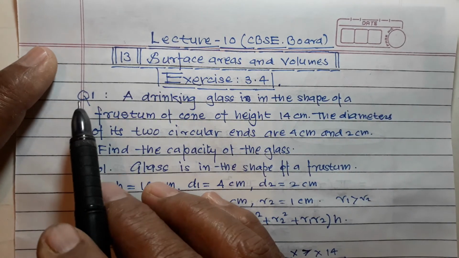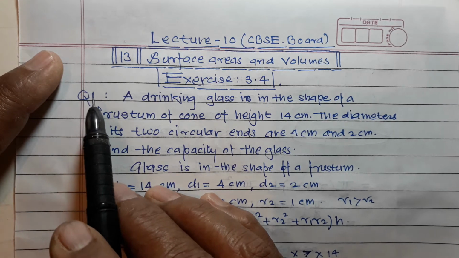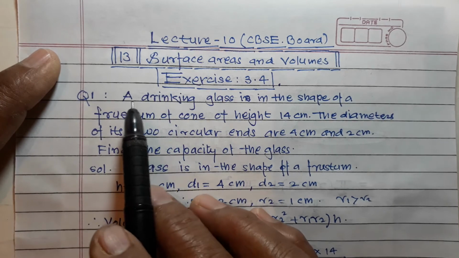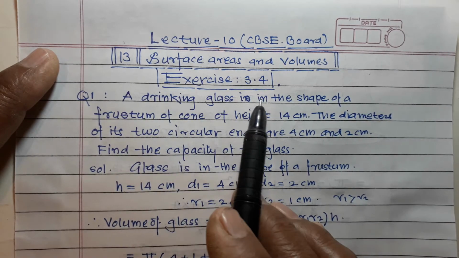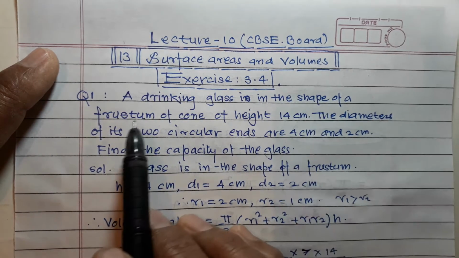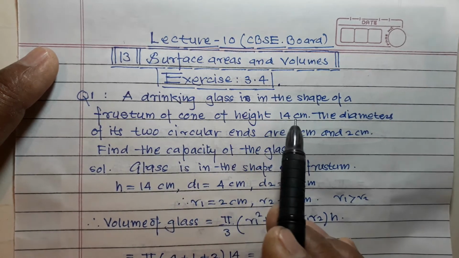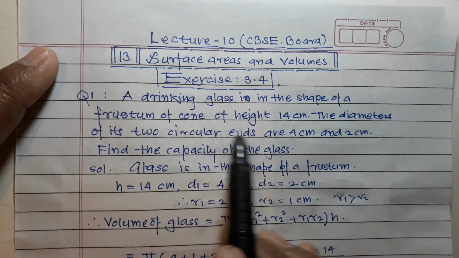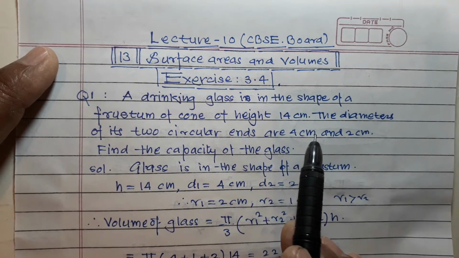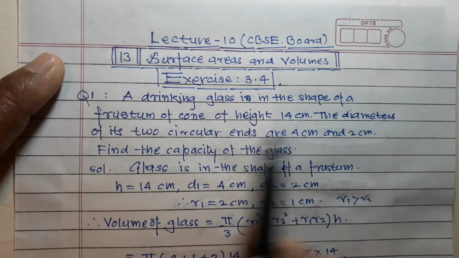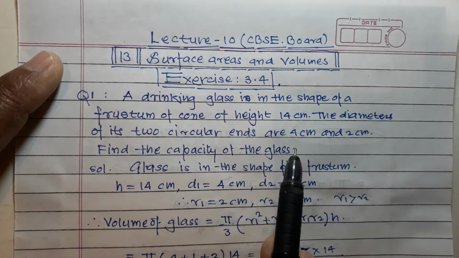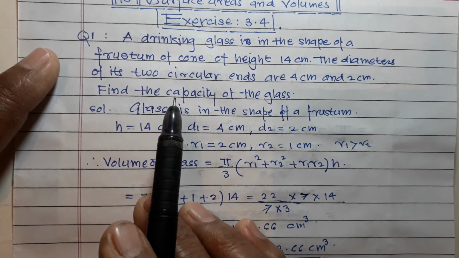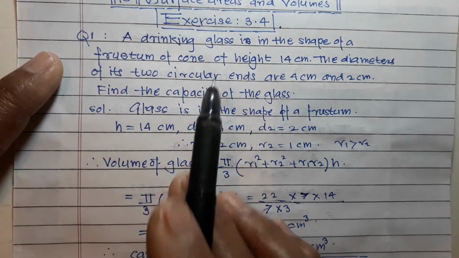In this lecture I am going to explain some examples from exercise 13.4, question number 1. A drinking glass in the shape of a frustum of a cone of height 14 cm. The diameters of its two circular ends are 4 centimeters and 2 centimeters. Find the capacity of the glass. Now all these examples are based on the frustum.